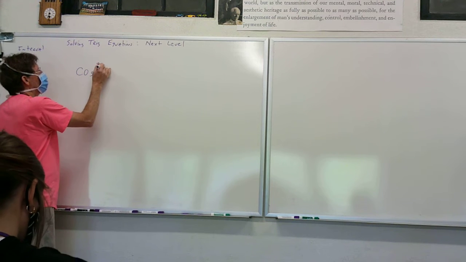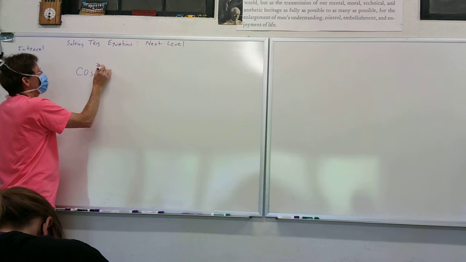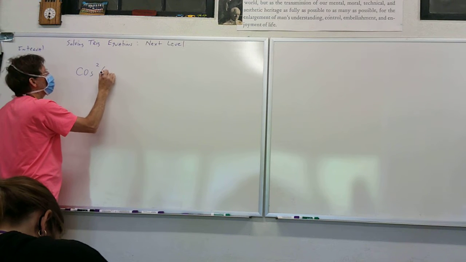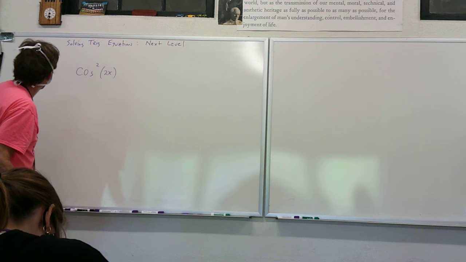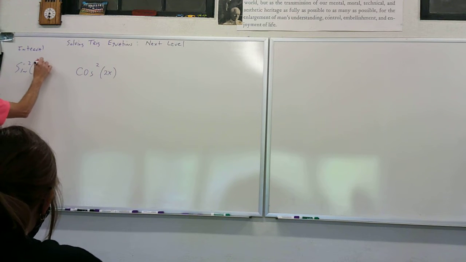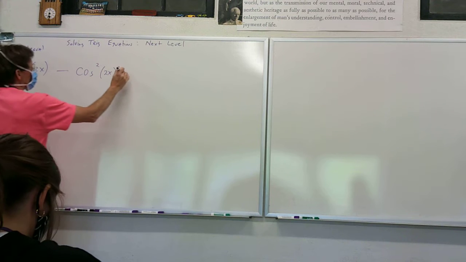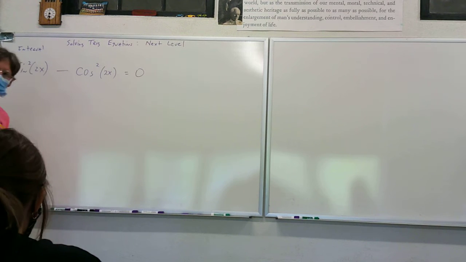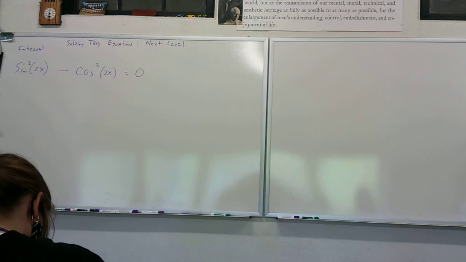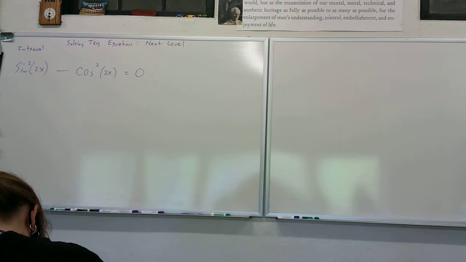Cosine squared 2x, sine squared 2x minus cosine squared 2x equals 0. See how they both have the 2x? Is that all right? They both got the 2x?